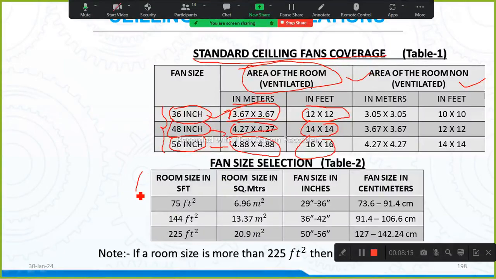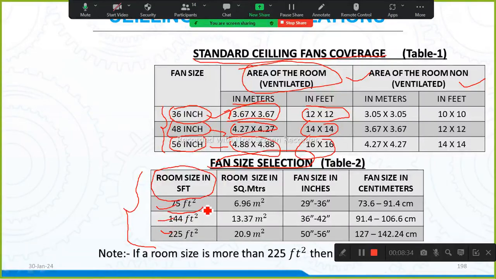But the second table specifies, more significantly, if you want to select a fan out of these three, like out of 36, 48 or 56 inches fan, which one has to be selected? So what is it saying? Room size in square feet: we have 75 square feet, 144 square feet, and 225 square feet.